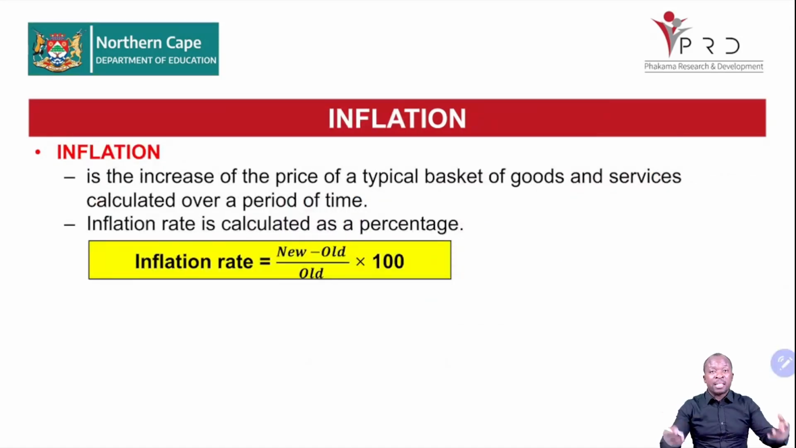Remember, we are revising. I'm just reminding you of various topics that you're going to find. So let's look at inflation. We've talked of exchange rate. Inflation is the increase in the price of a typical basket of goods and services over a period of time. So we calculate inflation using what you call inflation rate. Like I said to you before, percentage profit. For inflation rate, we use the same idea. So it's going to be new minus old divided by old times 100.